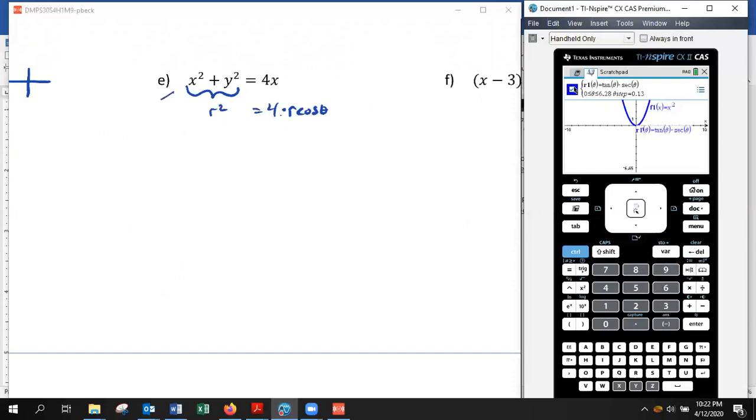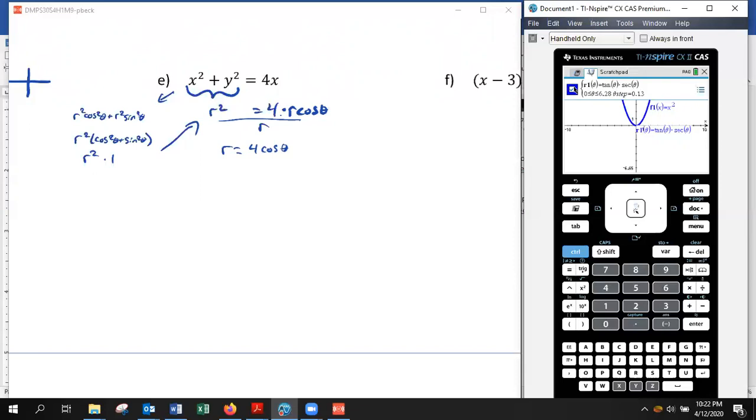Now, suppose you actually didn't remember that. You could say this is r squared cosine squared theta plus r squared sine squared theta. Factoring out the r squared, we get cosine squared theta plus sine squared theta. If you remember that awesome identity, that's equivalent to 1. Boom, we get the exact same thing. So r squared is 4r cosine theta, where once again, we divide by r and get r equals 4 cosine theta. So r equals 4 cosine theta does give us this equation.